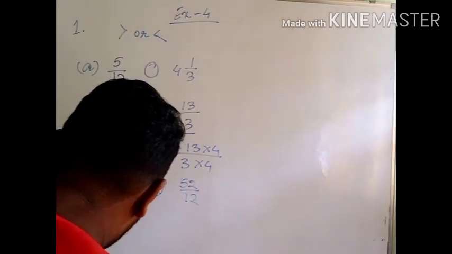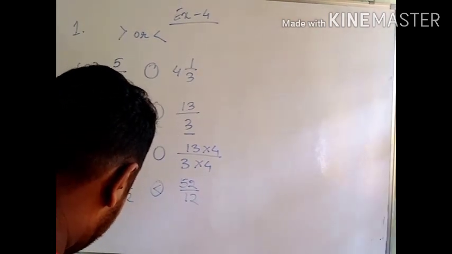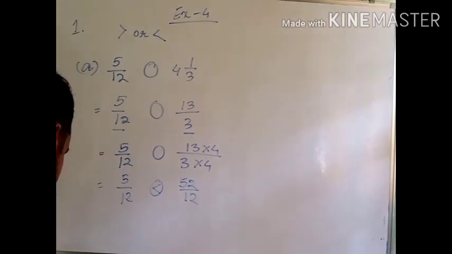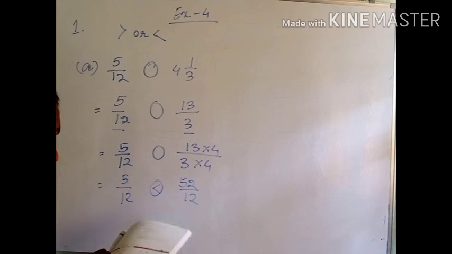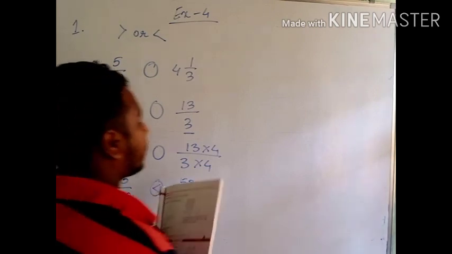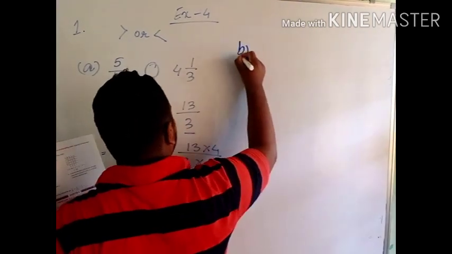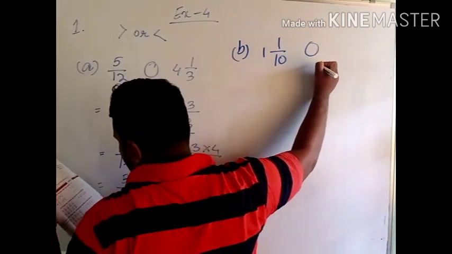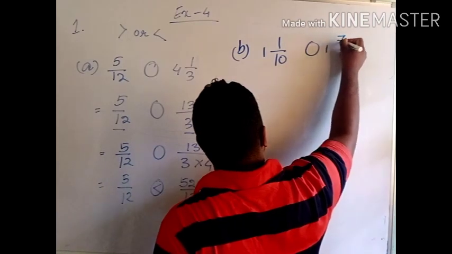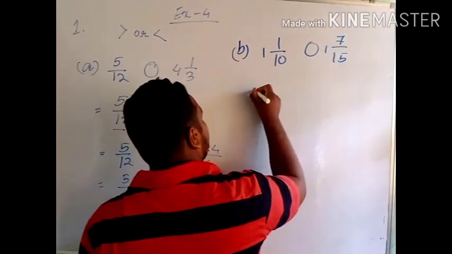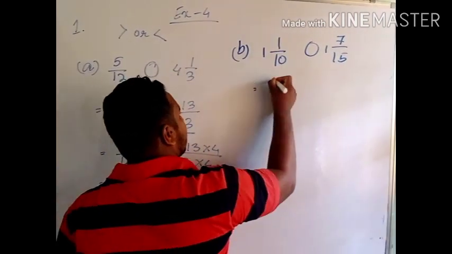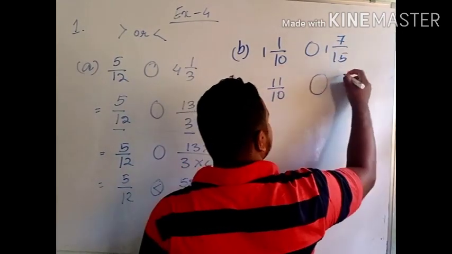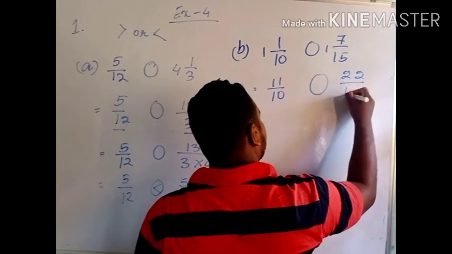One more question let me solve for you. Look, question number C. No, C. Question number B, you see. Question number B. 1 full 1 by 10. 1 full 7 by 15. 10 ones are 10 plus 1, 11 by 10. 15 plus 7, 22 by 15.